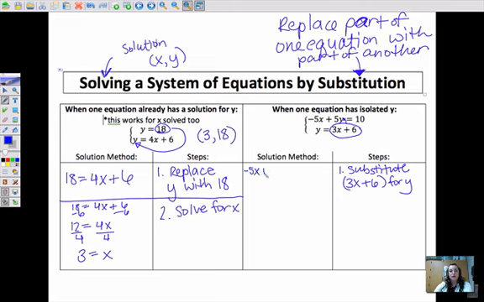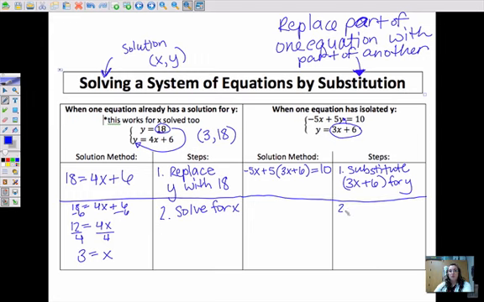Negative 5x plus 5. I'm rewriting this first equation here. I'm going to replace y with 3x plus 6 and make that equal 10. All right? So there's our first step, our substitute step.